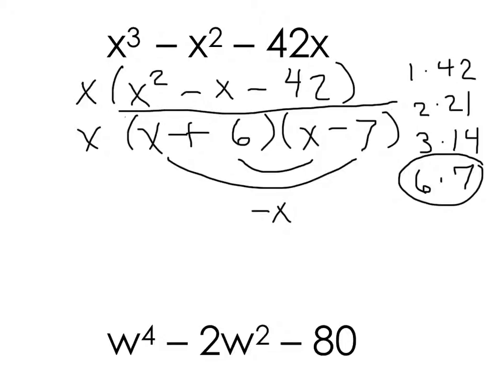So our solution is x, the greatest common factor that we factored out, times x plus 6 times x minus 7.